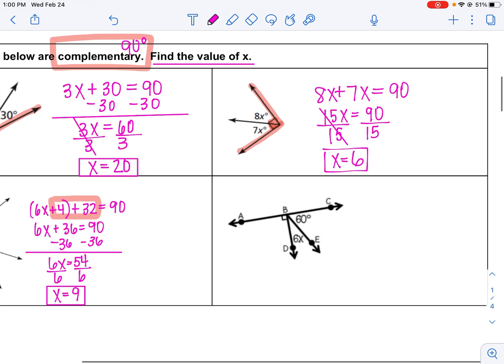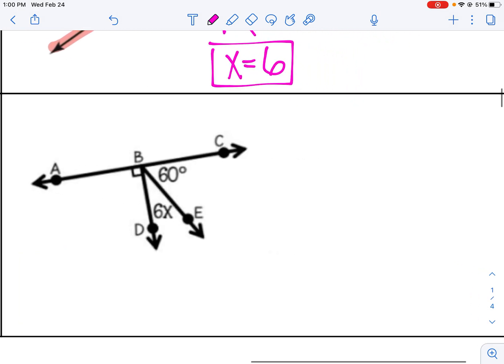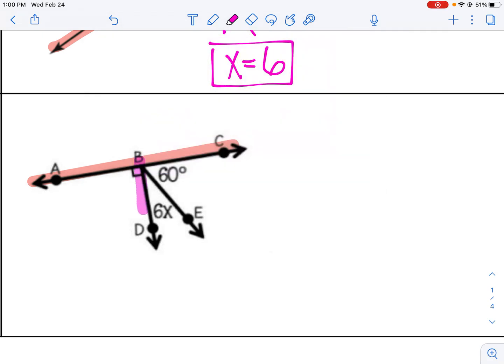Moving on, the last one with complementary angles. This one looks much more complex because we can see we have a straight line right here, but when we look closer, our two angles given are actually on the 90-degree mark. So I'm going to say 6x plus 60 is equal to 90.